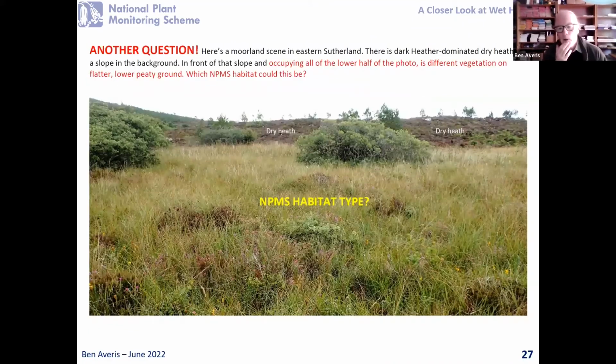Here's another view of wet heath, with dry heath in the distance and some vegetation in the foreground, which, see how it's quite flat, certainly compared with the slopes just behind. So from the slopes in the distance, we come down from dry heath into a flatter kind of hollow with more graminoid vegetation. Looks like there's some purple moor grass in there, certainly some cross-leaved heath and some heather.